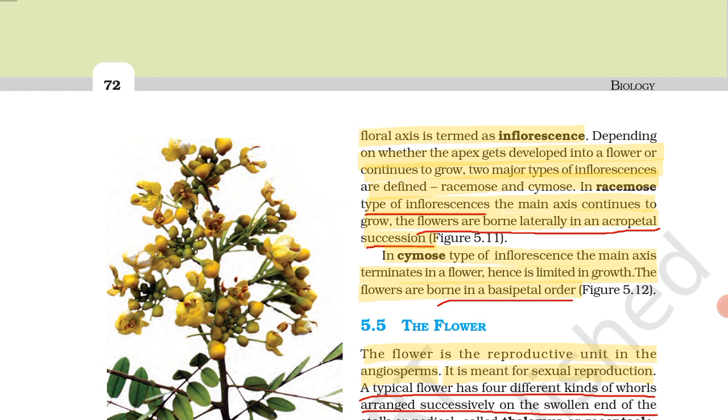And in cymose type of inflorescence, the main axis terminates into a flower, hence it has limited growth, and flowers are borne in basipetal order. The main axis terminates into a flower, it has limited growth and the flowers are borne in basipetal order, meaning from apex to base. So the first flower arises at the apex, then it gives rise to lateral flowers. And in racemose type of inflorescence, the flowers start from base to apex, meaning what? Acropetal succession. So this is inflorescence.